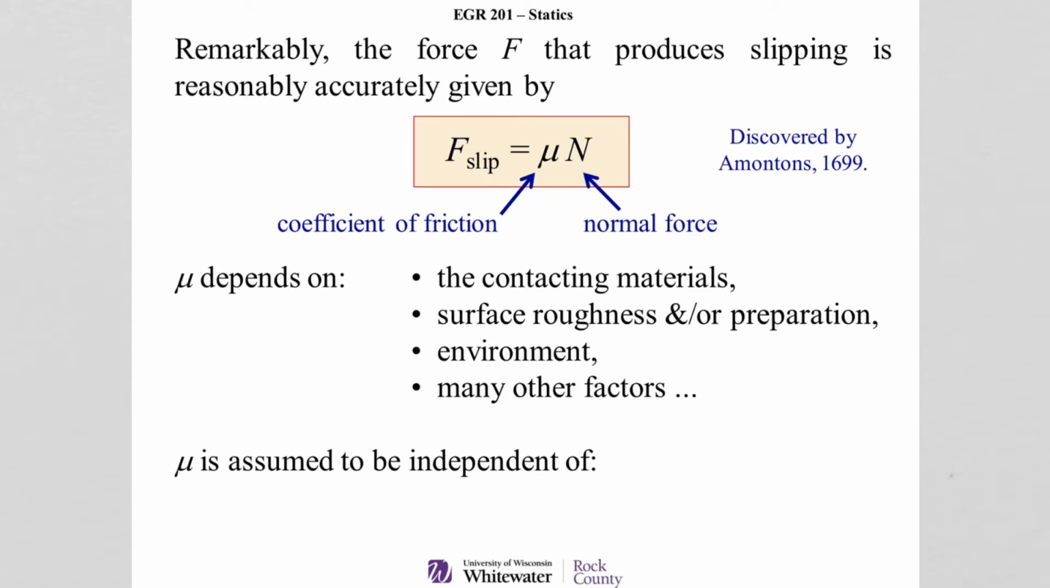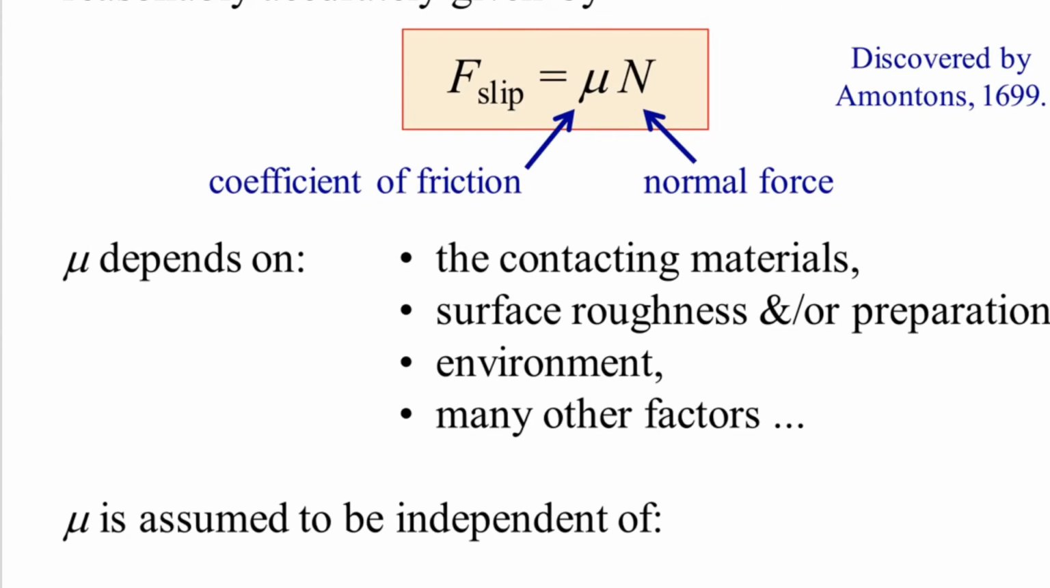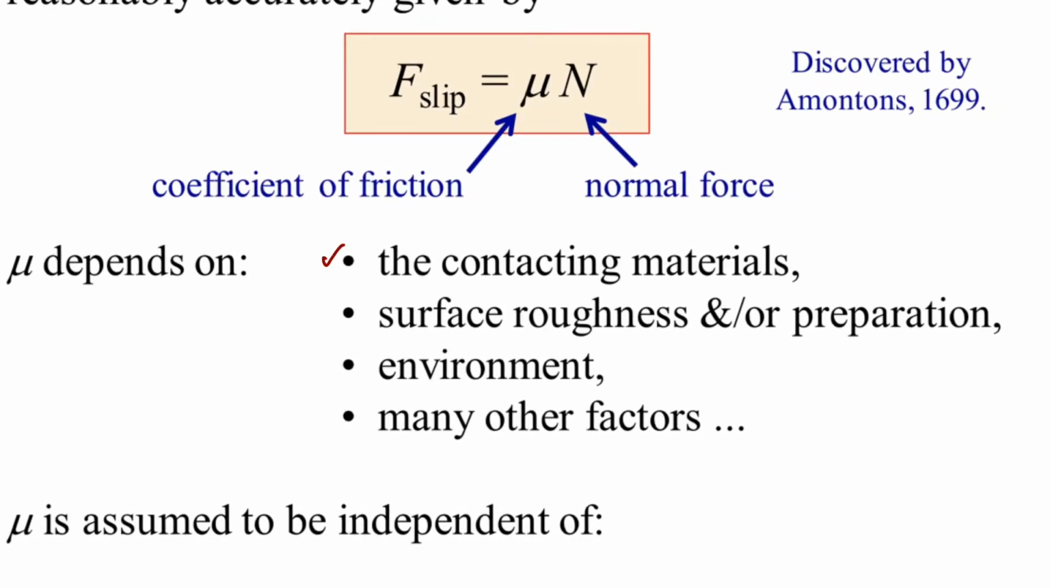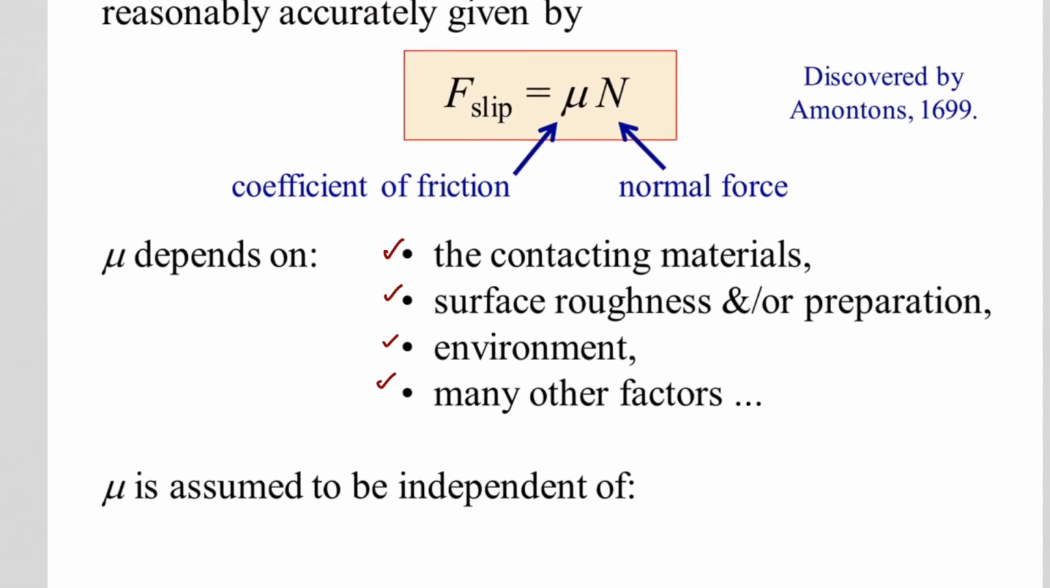So this coefficient of friction really depends on a few things. It depends on the type of materials that are contacting each other. It depends on the surface roughness, or how smooth that surface is. It may depend on the environment, like humidity, temperature, that type of thing. And other factors such as oils and lubricants may make a difference in our surface's coefficient of friction also.